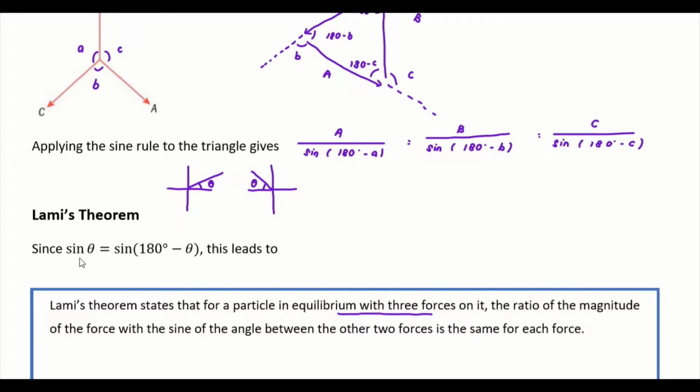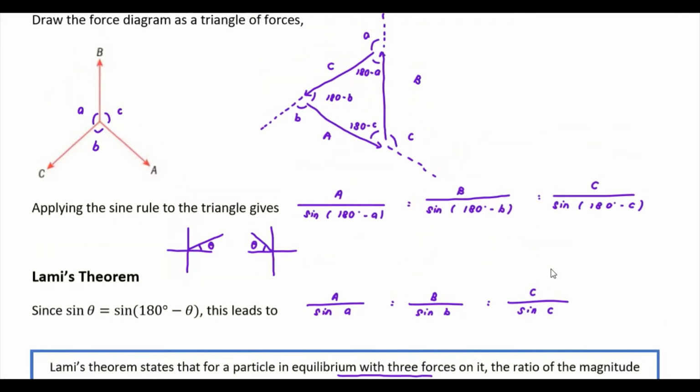So since sine theta is equal to sine 180 minus theta, we can always change this to be a over sine A, equal to b over sine B, and then equal to c over sine C. In other words, when I solve this, except by using resolving, I can use Lami's theorem, which gives me a formula: the ratio of the force a over sine A will be equal to the ratio of the force b over sine B, and also equal to the force c over sine C here.